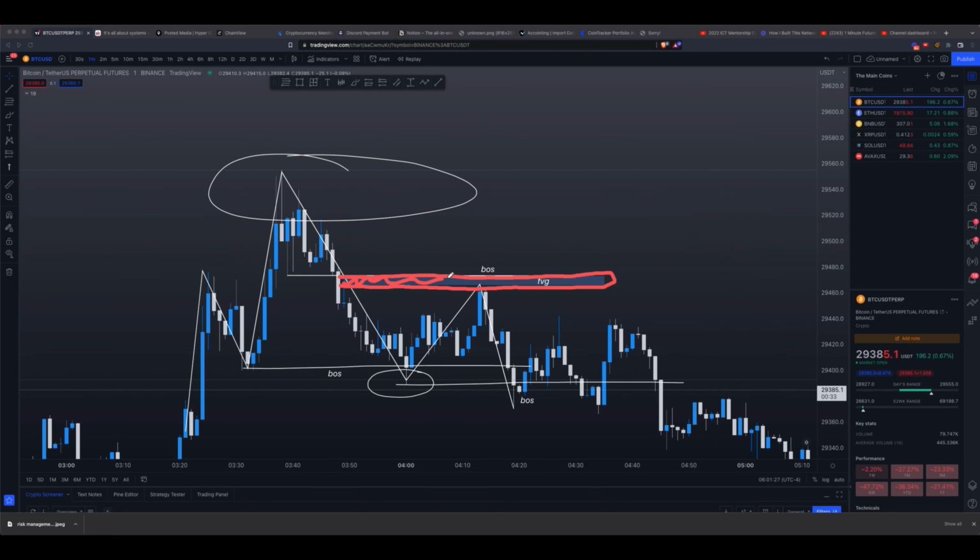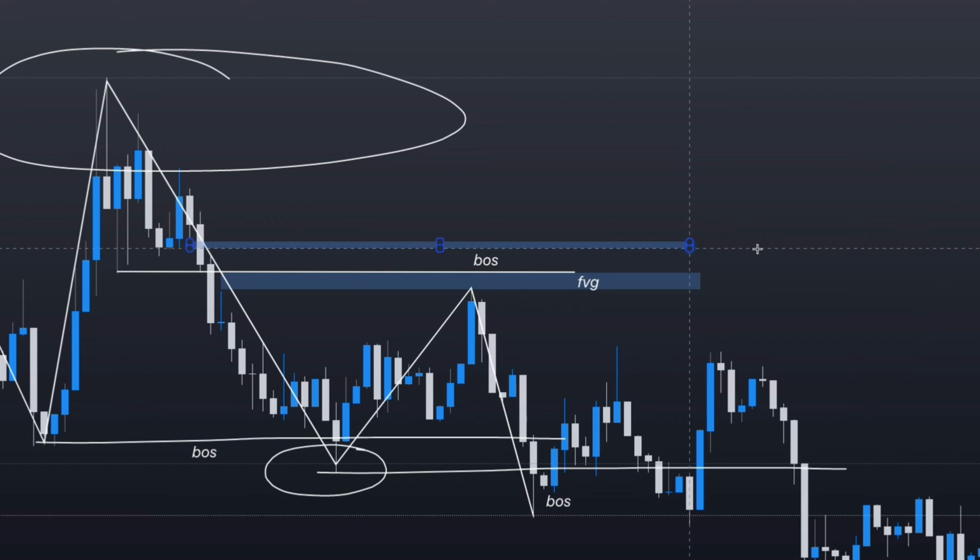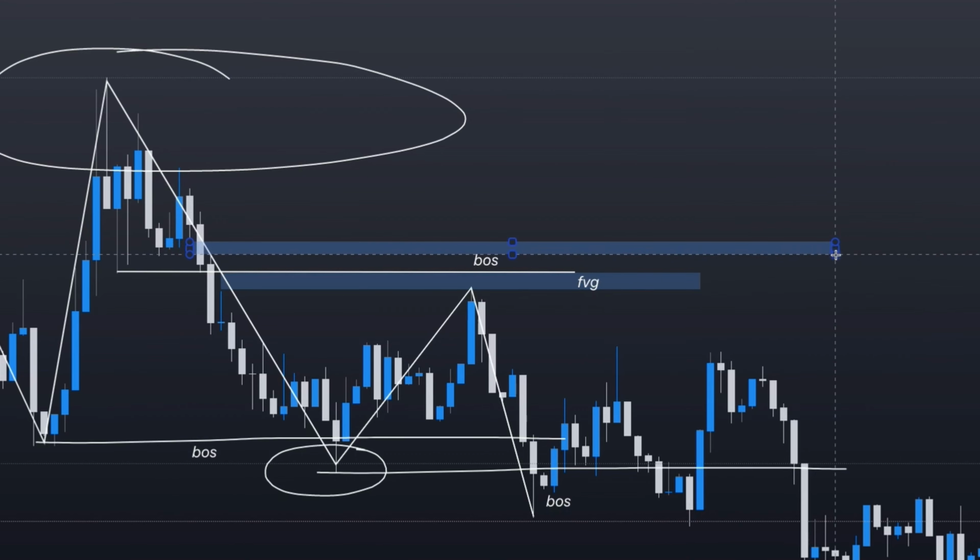It's just blank, absolute blank. So this is something that you want to look for. For example, this right here, the gap between, let me just draw it out. The gap between this candle and that candle right there would be an FVG as well.